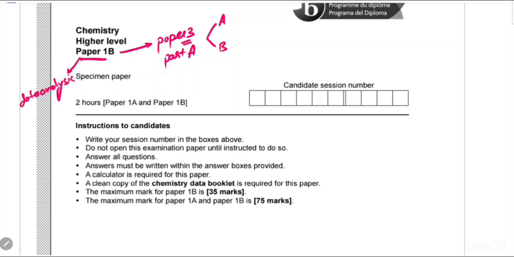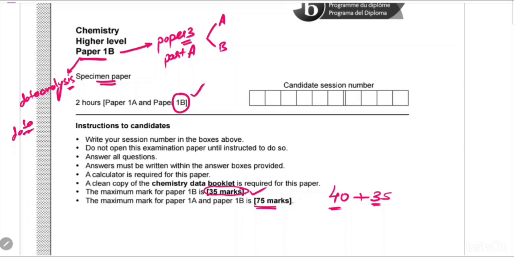You will get questions of data analysis or data interpretation type, which are directly or indirectly related to your course or experimental work. This is a specimen paper given to us by IB. Since no other papers are available, as there's a new course introduced, we are going to do this paper as a specimen paper of IB. The total paper is 75 marks, which is 1A and 1B. Out of that, 1B, which is your data analysis, is 35 marks. 40 marks is MCQ, plus 35 marks is 1B.